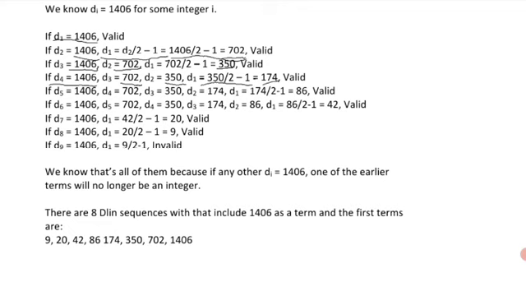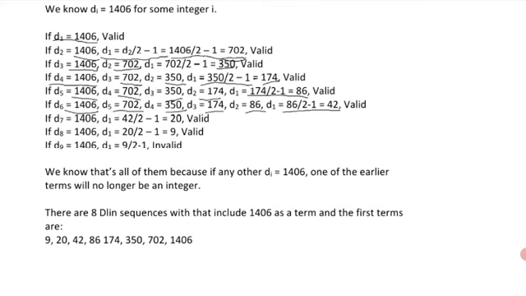And we can apply a similar process again and again to see when we hit an issue. So d5 is 1406, d4 is 702, d3 is 350, d2 is 174. All of these are calculated above. And finally, d1 in this case will be 174 divided by 2 minus 1, which is 86. And this again is a valid d-lin sequence. Similarly, d6 is 1406, then d5 is 702, d4 is 350, d3 is 174, d2 is 86, and finally d1 will be 86 divided by 2 minus 1, which is 42. And this again is a valid d-lin sequence.